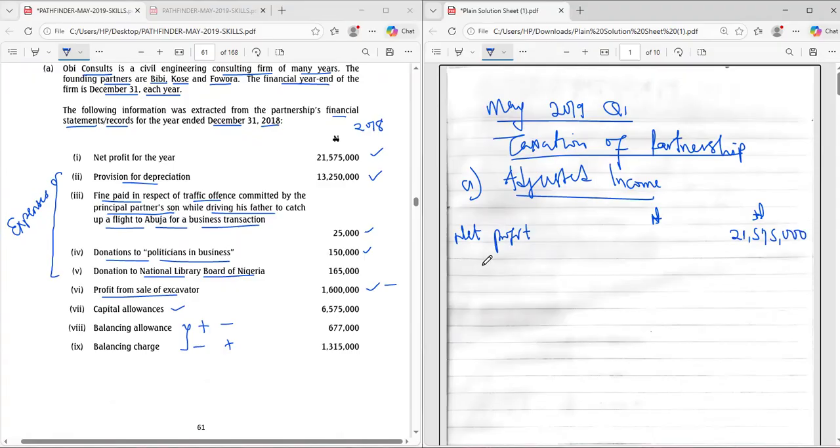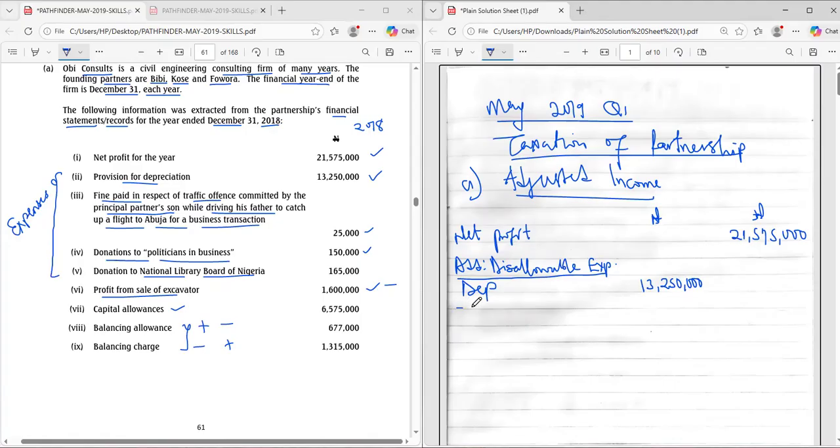All right, so what do we do? We add back disallowable expenses. So what are those expenses I say are disallowable? Depreciation, nobody needs to tell you. How much is it? 13,250,000.